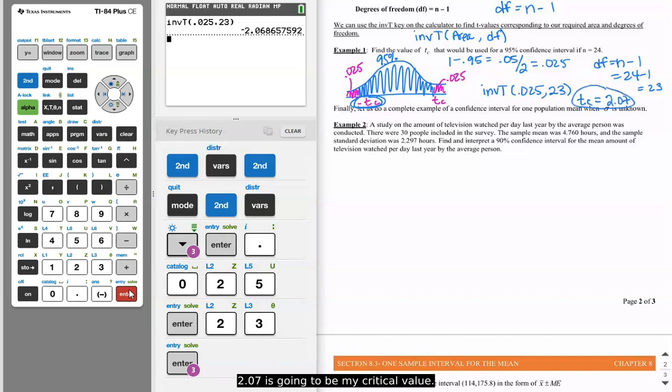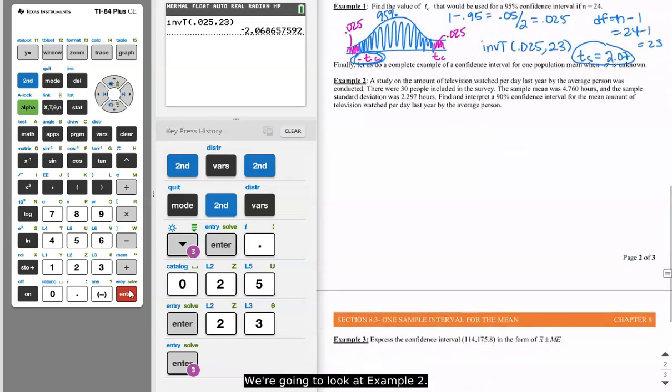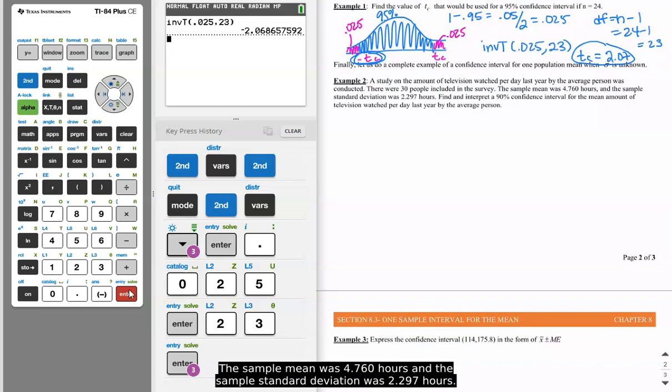Now, finally, let's do a complete example of a confidence interval for one population mean when your population standard deviation is unknown. So we're going to look at example 2. It says a study on the amount of television watched per day last year by the average person was conducted. There were 30 people included in the survey. The sample mean was 4.760 hours, and the sample standard deviation was 2.297 hours. Find and interpret a 90% confidence interval for the mean amount of television watched per day last year by the average person.